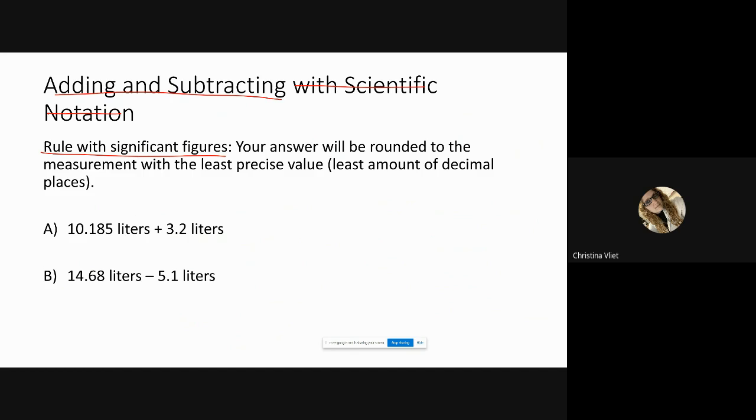So your answer is going to be rounded to the measurement with the least precise value, which means the least amount of decimal places. Some of you will just memorize that and get the answer super quick, but I'm going to develop some understanding of why in a little bit. Write it down first, though, and then I'll use the examples to explain why.